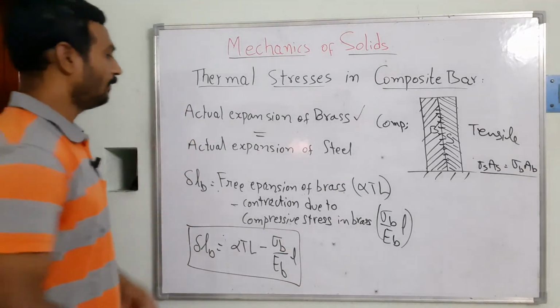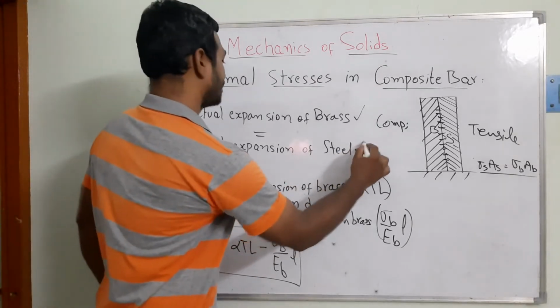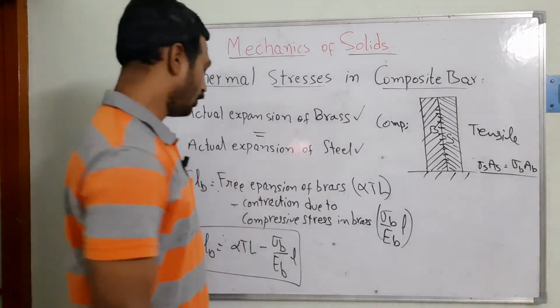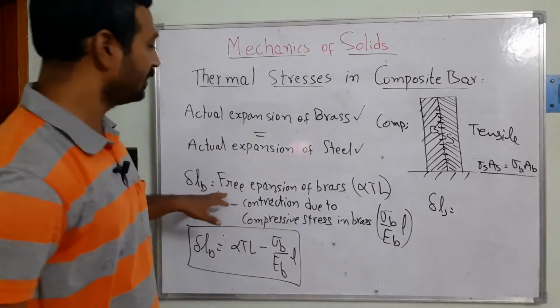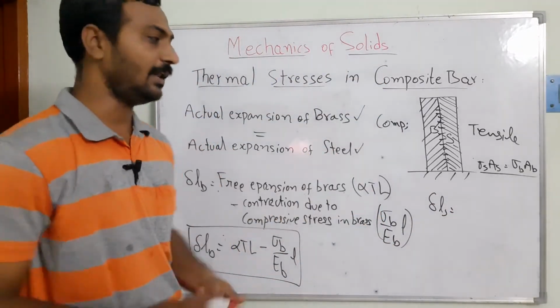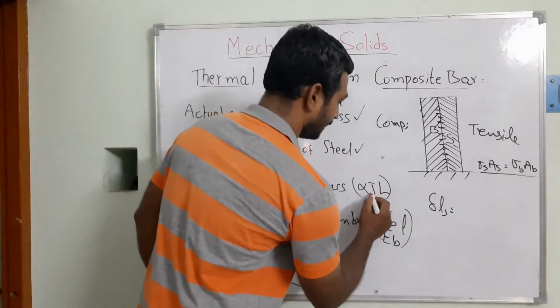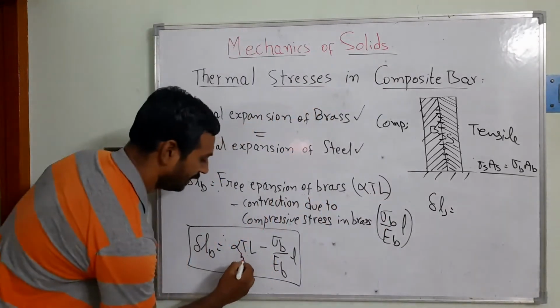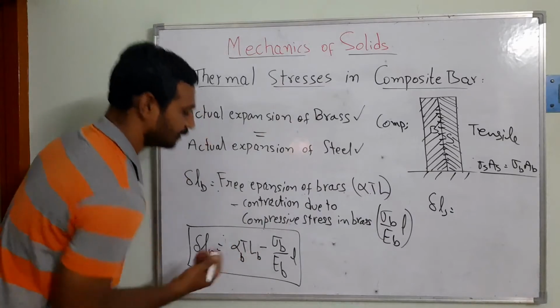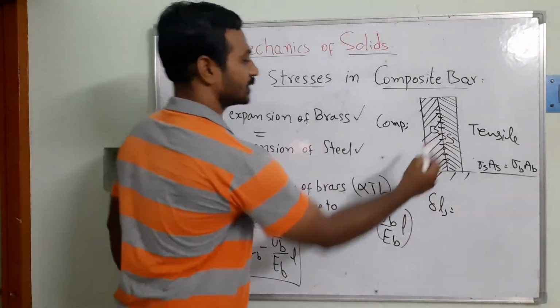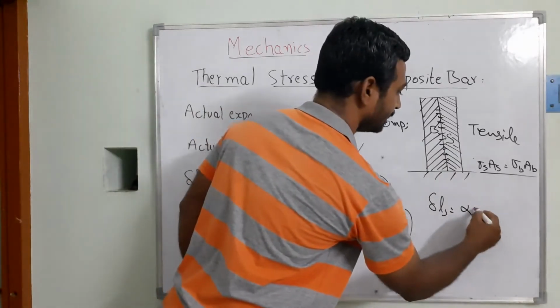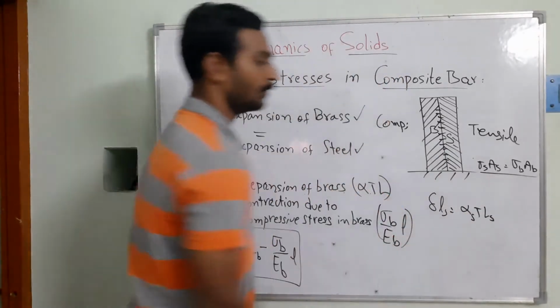And similarly, we will try to find out the actual expansion of the steel. If I am going to be taking, that is going to be del S. Del S is equal to, same, we are writing the free expansion of the steel, and this is the L B, suppose. So that is equal to the free expansion of the steel, that is going to be alpha S T into L S we are going to be getting.